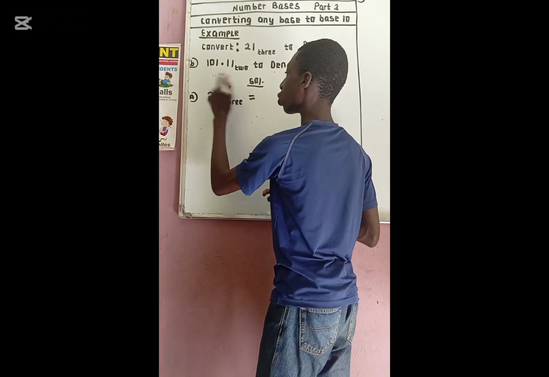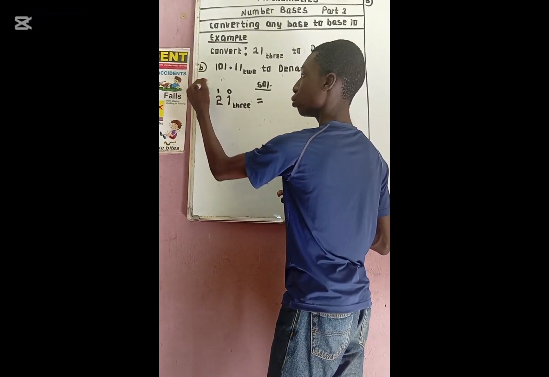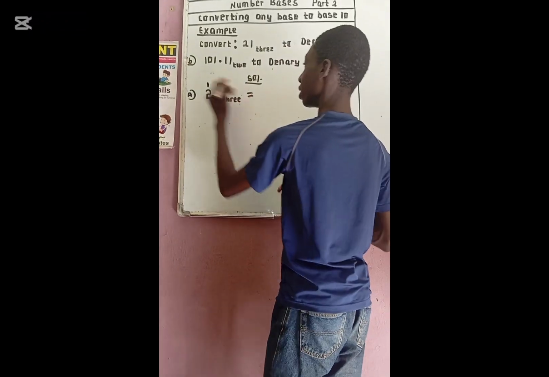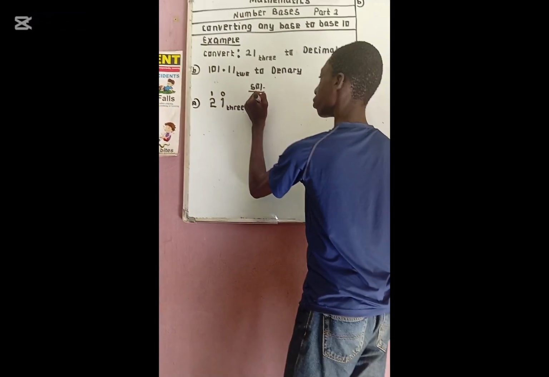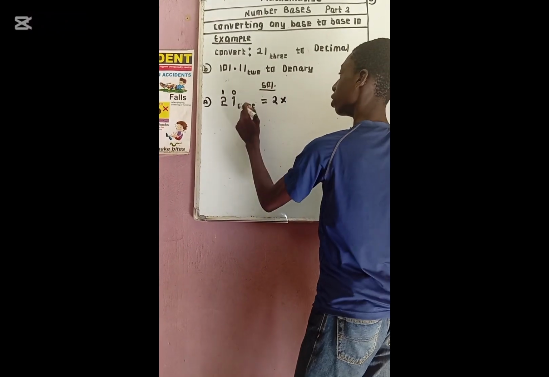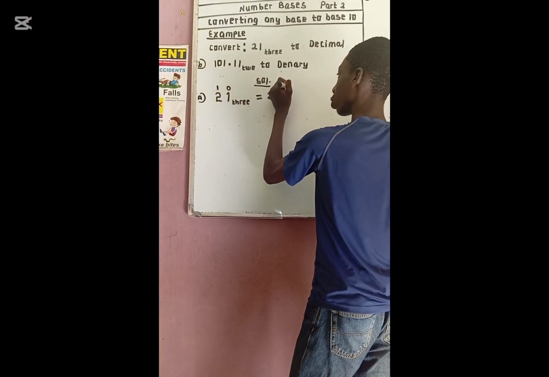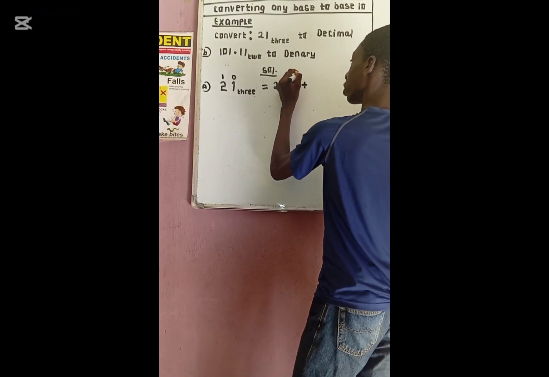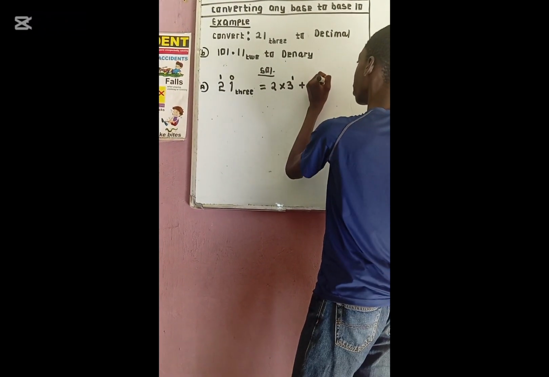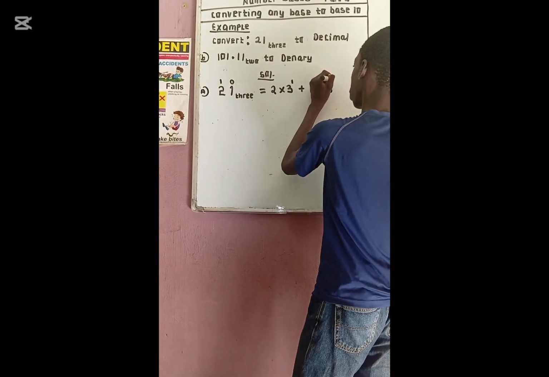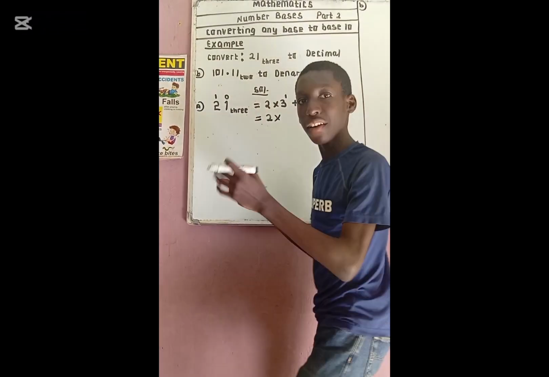The expanding method goes thus. You label here from 0 and you go 1. If there were more numbers, you put 2, 3 as it progresses. Then you say this is 2 times 3, which is the base, raised to the power of whatever is on top of that number, plus 1 times 3 raised to the power of whatever is on top. Now this equals 2 times 3 raised to power 1.